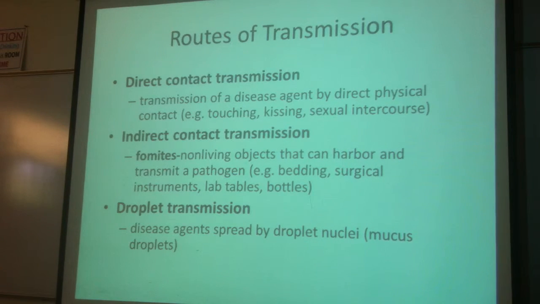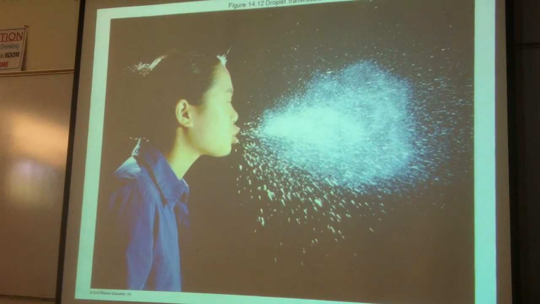You can have direct contact transmission. So you directly contact someone: the touching, the kissing, the sexual intercourse, direct contact to get the disease. There can be indirect contact. This is the fomite I teach. You guys are going to be gram staining today, seeing what things you found on non-living objects that can harbor and transmit pathogens. So you'll have plenty of ideas of what those are. And then droplet transmission. The disease agents are spread by droplet nuclei.